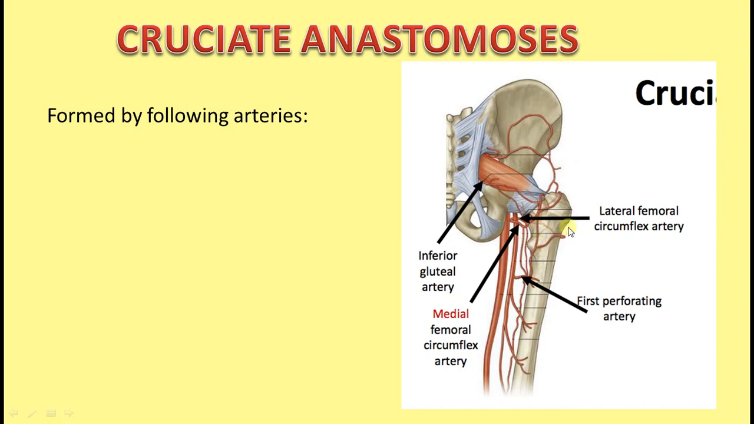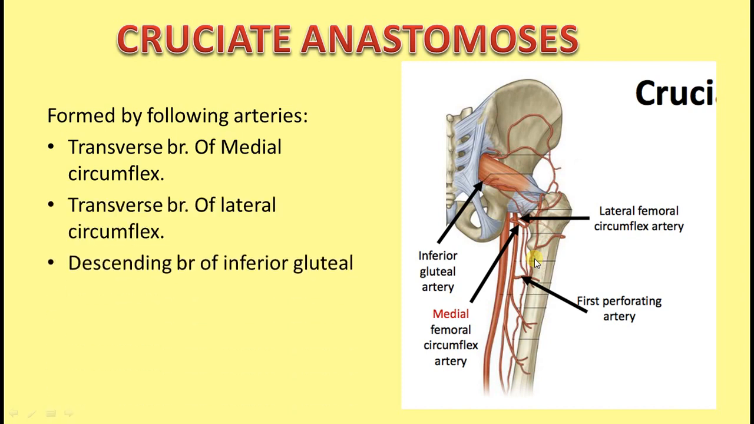The cruciate anastomosis is mainly formed by the transverse branch of the medial circumflex, the transverse branch of the lateral circumflex, the inferior gluteal artery from above, and the ascending branch of the first perforating artery from below. So the descending branch of the inferior gluteal and the ascending branch of the first perforating take part in the cruciate anastomosis.